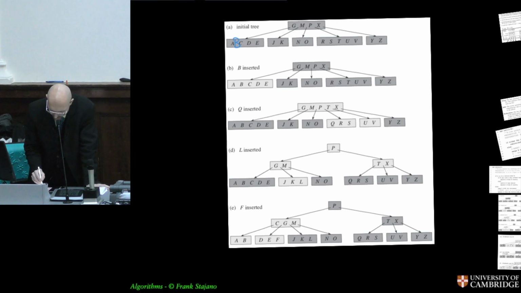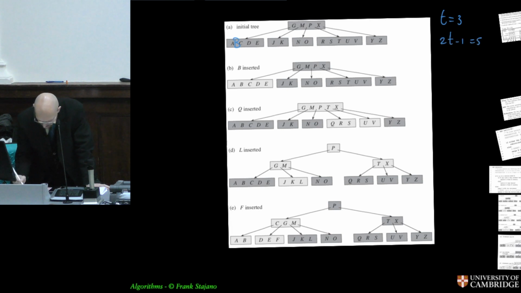Now, I can see that these small ones in here have 2 keys, so they have 3 children. So this smells like t equals 3. If t equals 3, then the maximum number of children is 2t, which is 6. So the maximum number of keys would be 5. Once I've done this, this one is now full. I would not be able to insert another thing into this one.